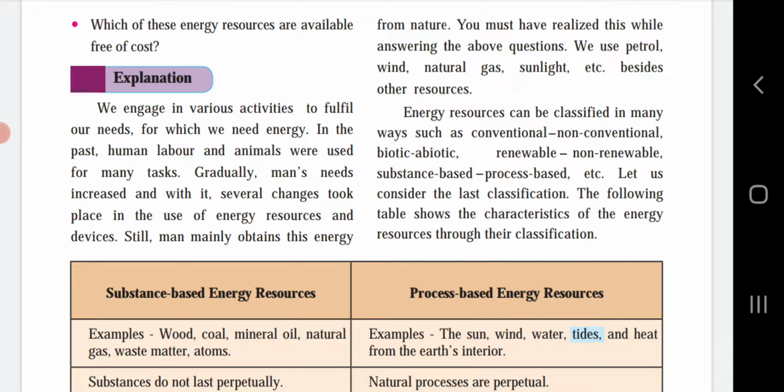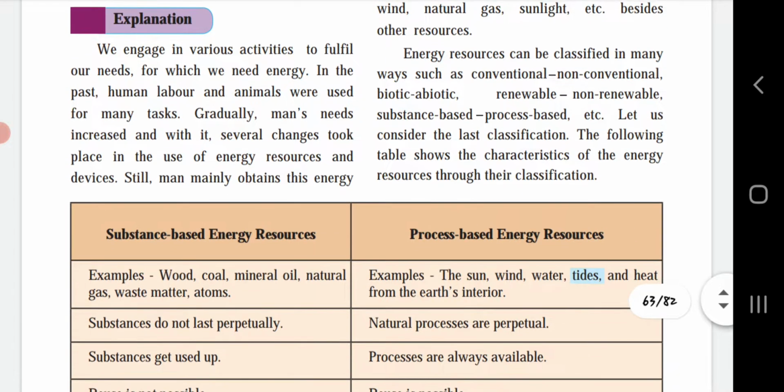But the energy resources should be used according to the need. The excessive use of these resources will be harmful for us, so we have to preserve all these natural resources for our coming generation, for the next generation.